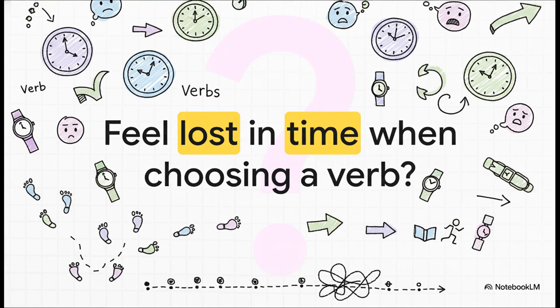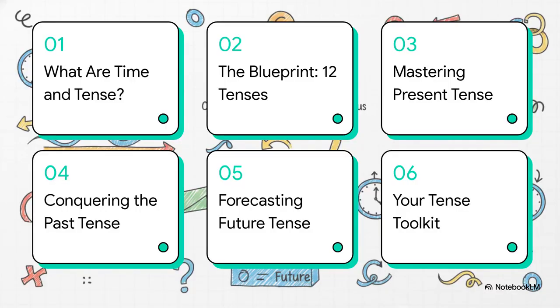Does this sound familiar? You're in the middle of a sentence and you just freeze. You're thinking, wait, should I say I have done, I had done, or was it just I did? It can feel like you're lost in time, but I promise there's a really clear path forward and we're going to walk it together. So, here's our game plan.